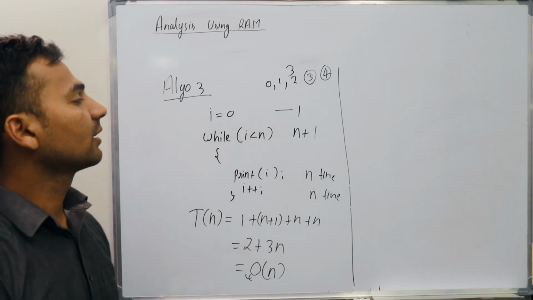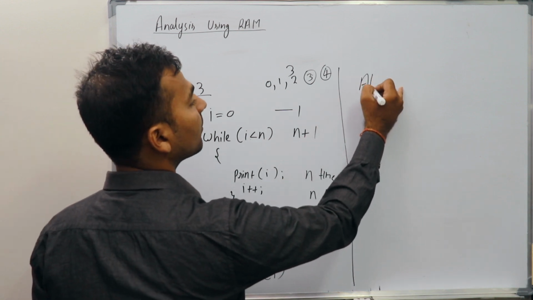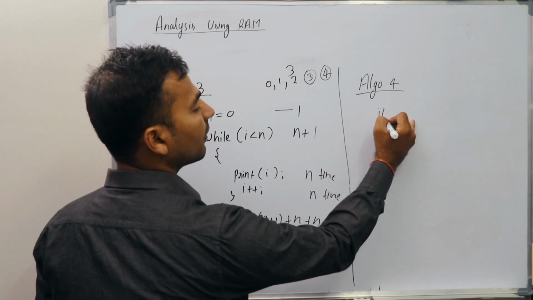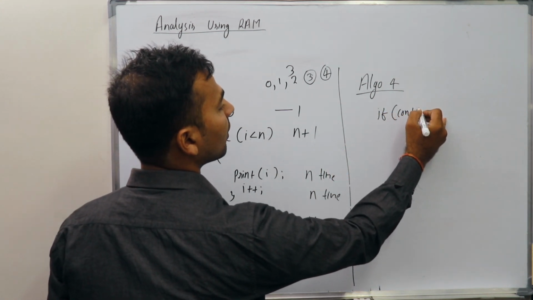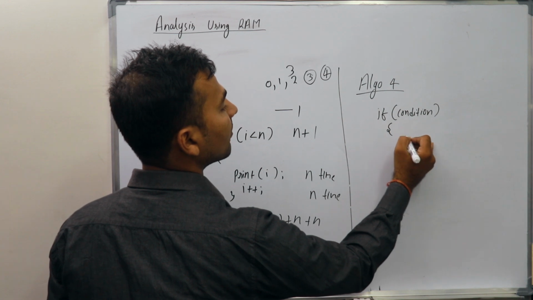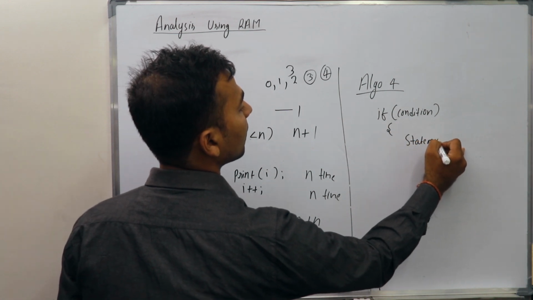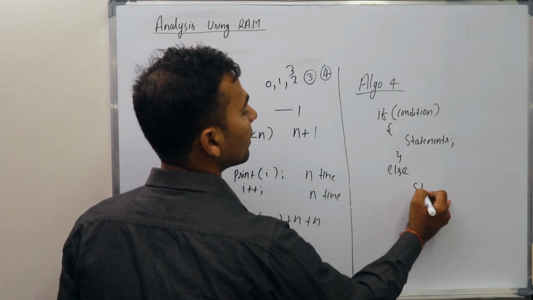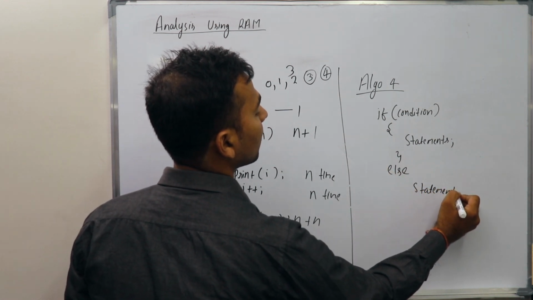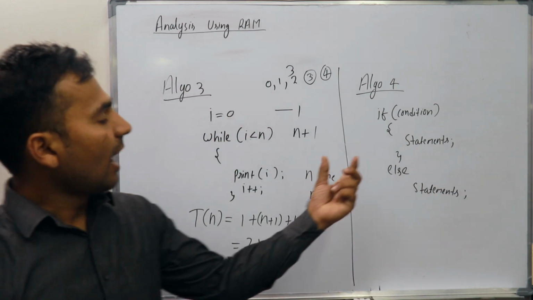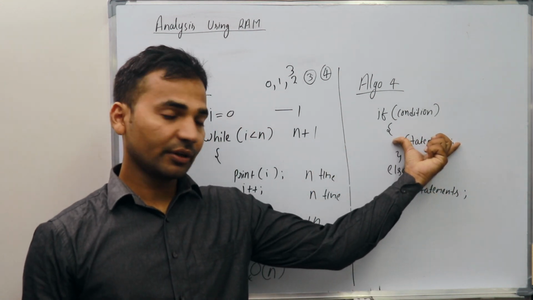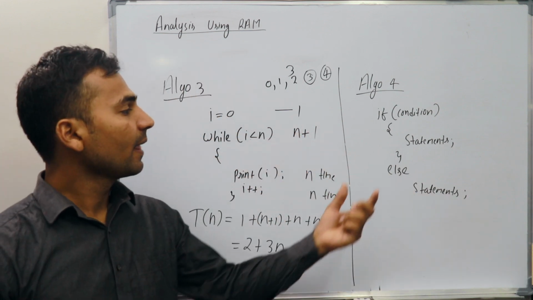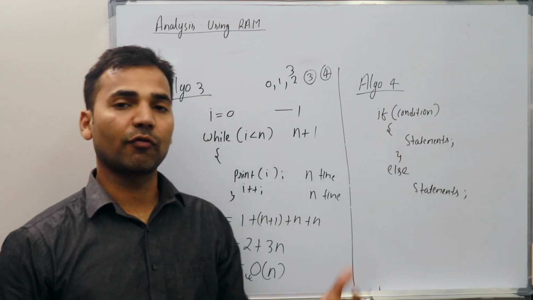Now let us say we have a conditional statement, algorithm 4. Let us say we have an if-then condition, and then some statements, and else, then statements. Either this part of the statement is executed or that part is executed. Here we can have a for loop, while loop, or anything, and here also we can have any primitive operations or for loops and while loops.